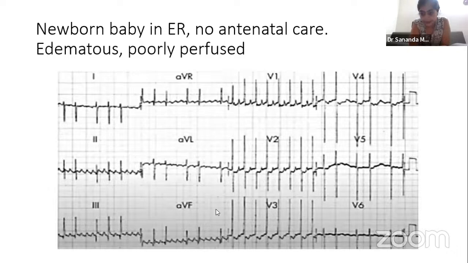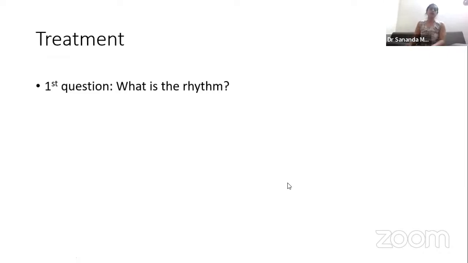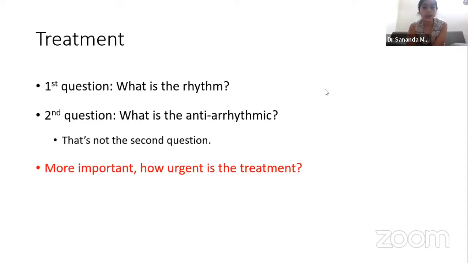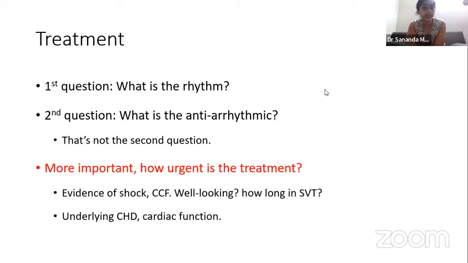Okay, so what is the treatment of this supraventricular tachycardia? The first question is, what is the rhythm? Second is, what is the antiarrhythmic? But this is not actually the second question. The more important question is, how long and how urgent is the treatment? How long has the arrhythmia been going on, and how sick is the child? Is there evidence of shock, is the child well looking, how long has the child been in supraventricular tachycardia, is there any underlying cardiac condition or congenital heart disease? All of these will guide our treatment.